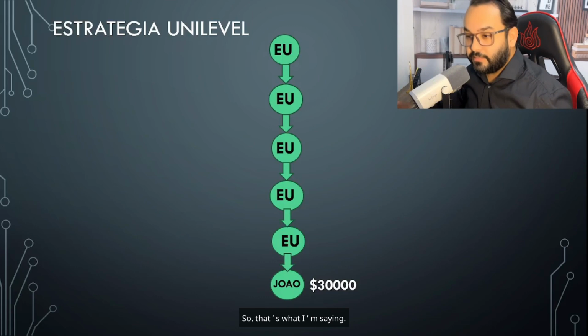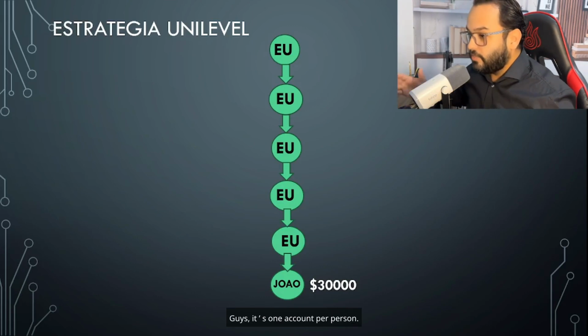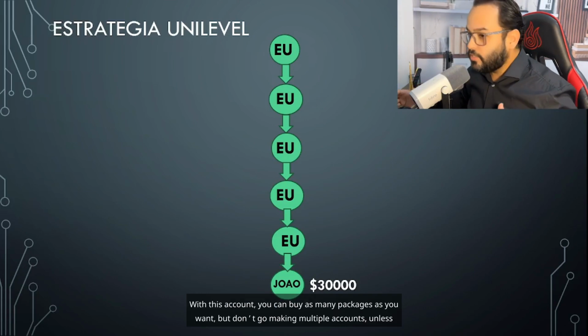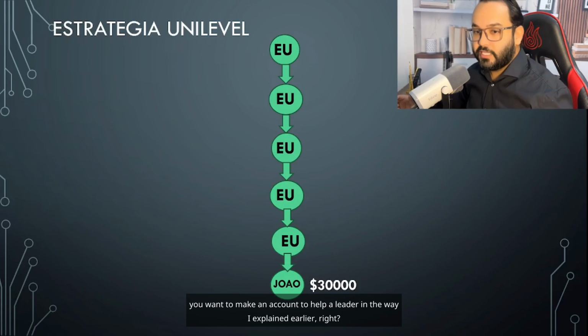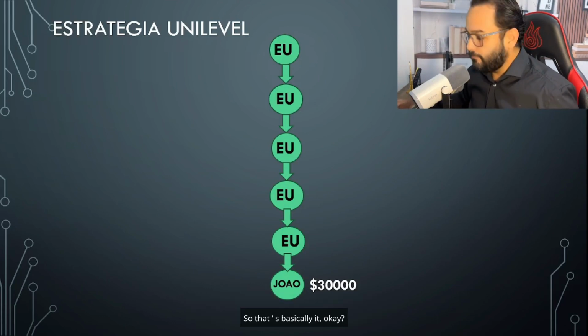So that's what I'm saying. Guys, it's 1 account per person. 1 account per person, that's it. With this account, you can buy as many packages as you want, but don't go making multiple accounts unless you want to make an account to help a leader in the way I explained earlier, right? So that's basically it, okay?